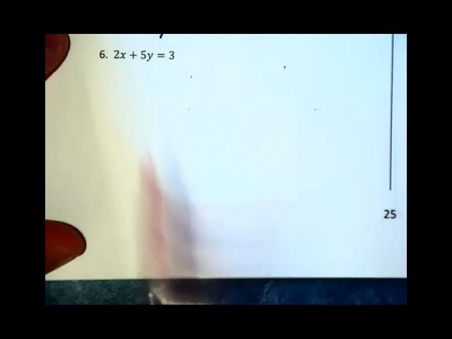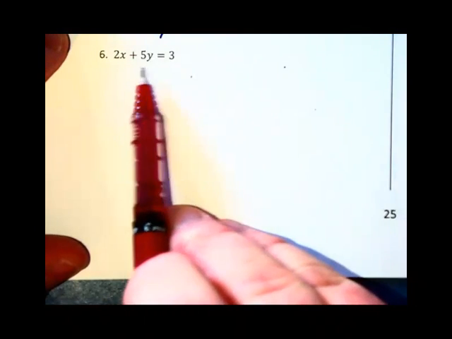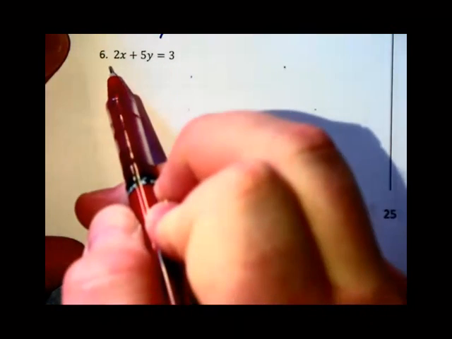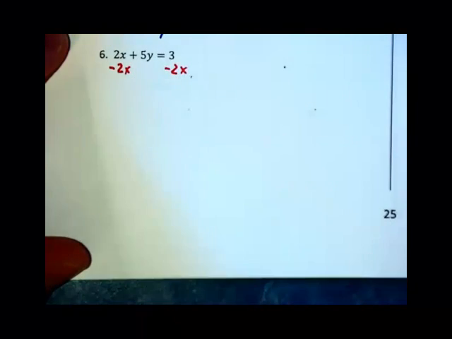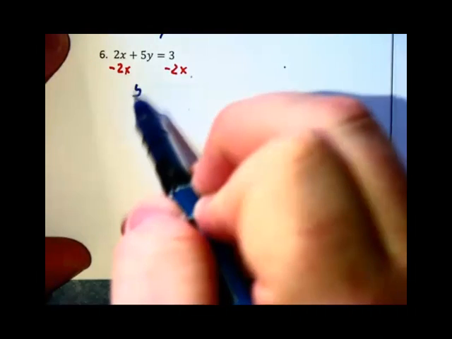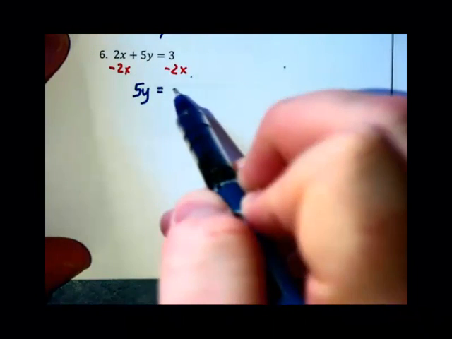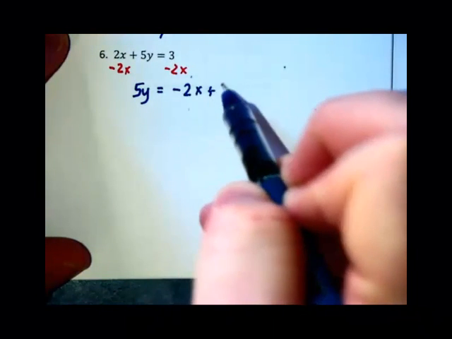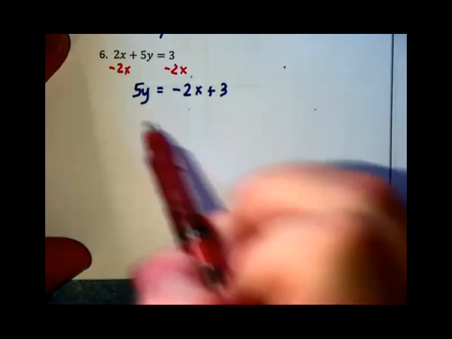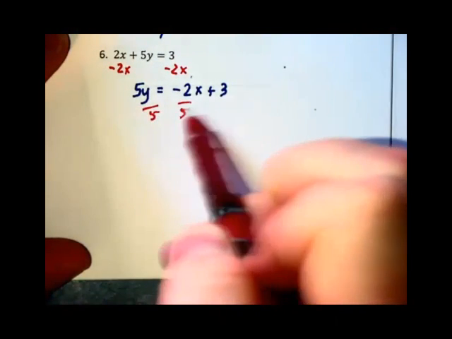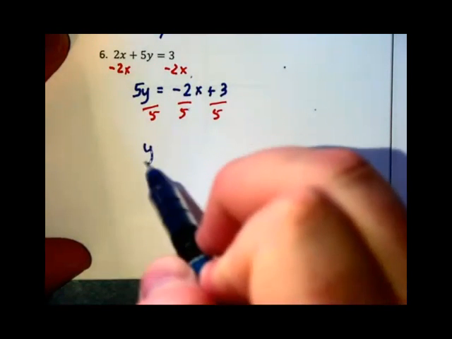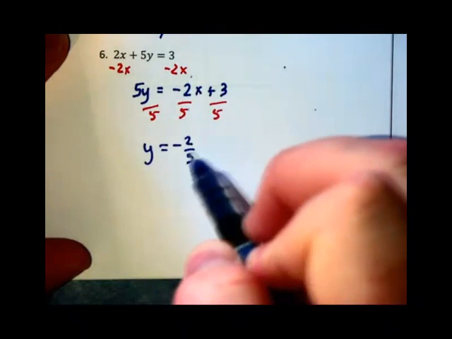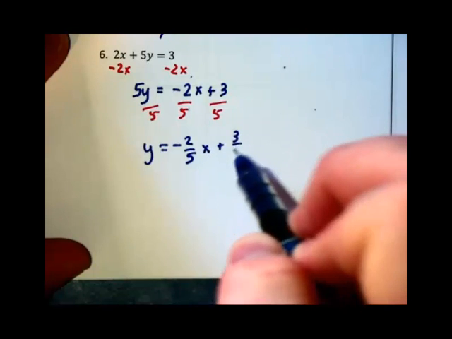Okay, let's do this again here in problem number 6. Again, it's not in slope-intercept form, so we're going to solve for y, beginning by subtracting this 2x off of each side. That will on the left give us 5y, and on the right negative 2x plus 3. Dividing each side by 5, we're now going to have y equals negative 2/5 x plus 3/5.